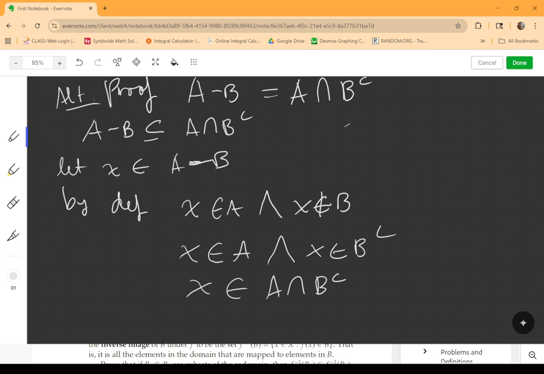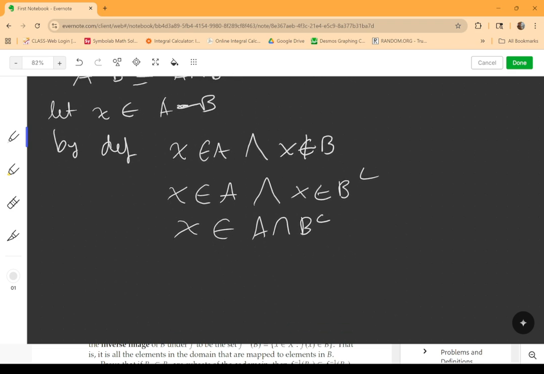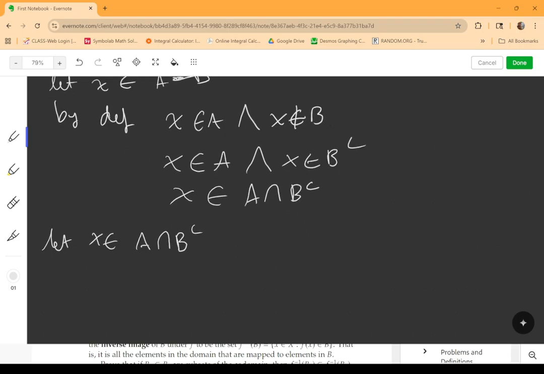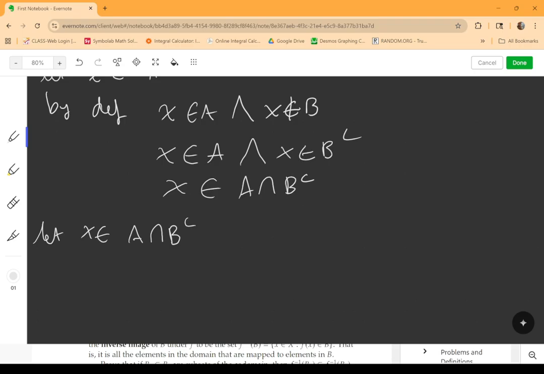To complete the proof, we have to go the other direction. So now we let X be an element of A intersection B complement. A very similar proof, but we start on this end. What does it mean to be in A intersection with B complement? It means that X is an element of A and X is an element of B complement.